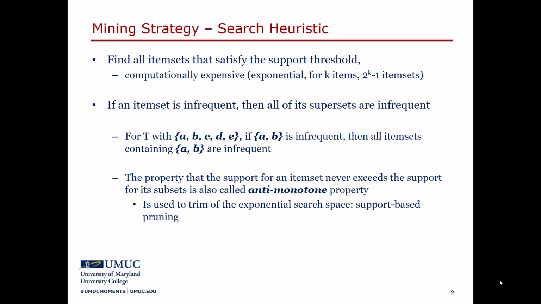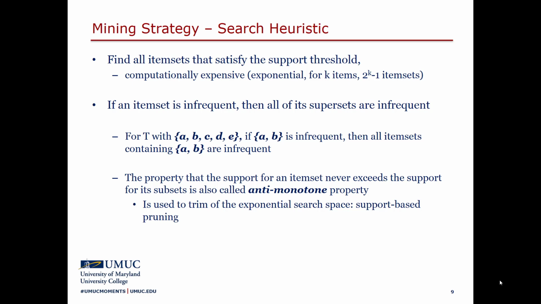For instance, if you have 10 items in a transaction database, possibly you have to visit 1023 different possible combinations of item sets, right? As you go to 20, for instance, you get to 1,000,000. So you can see how quickly the search space grows exponentially.